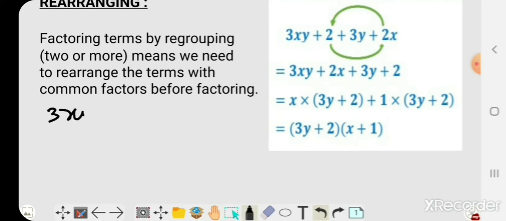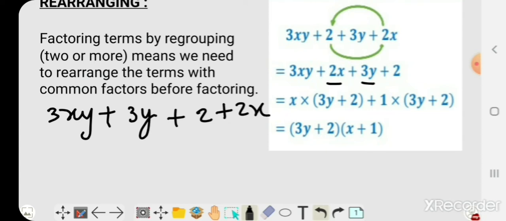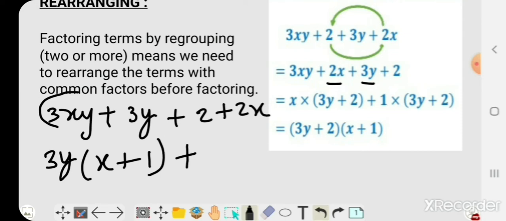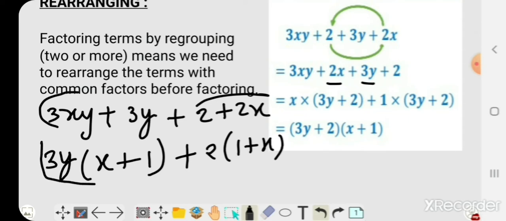See, 3xy plus, instead of writing 2x, I can write 3y with 3xy. Why? Because both these also have common 3 and y. Then 2 plus 2x. Okay, now what is common in first two terms? 3y. So here x remains and here nothing means 1 remains. Then what is common in these two terms? 2 is common. Then here 1 plus x. So this is first term, this is second term.